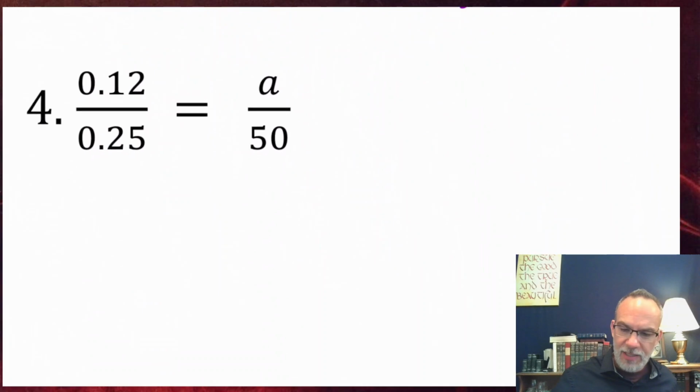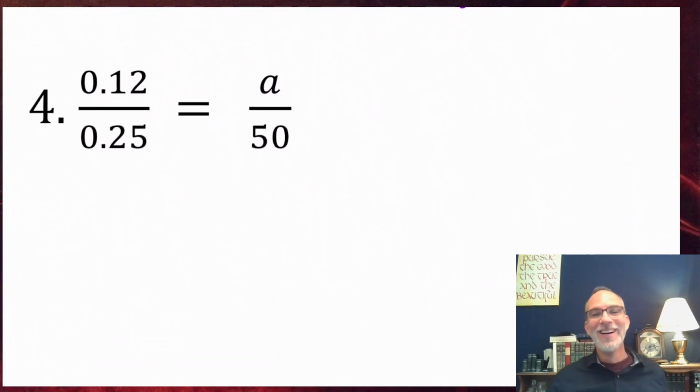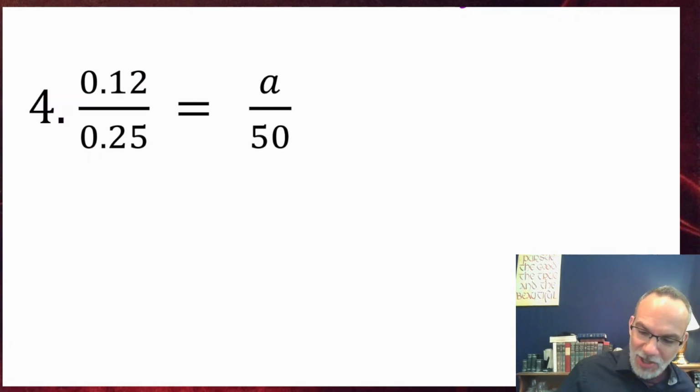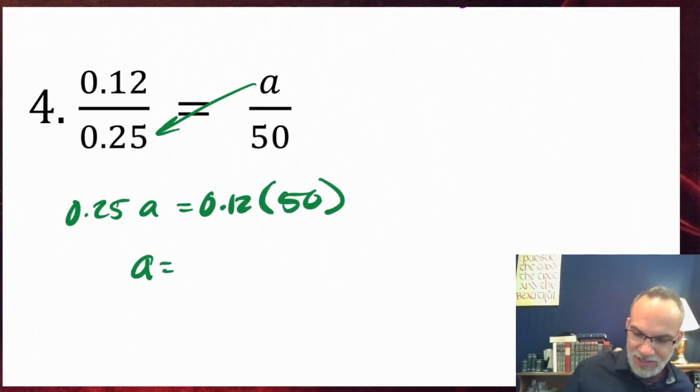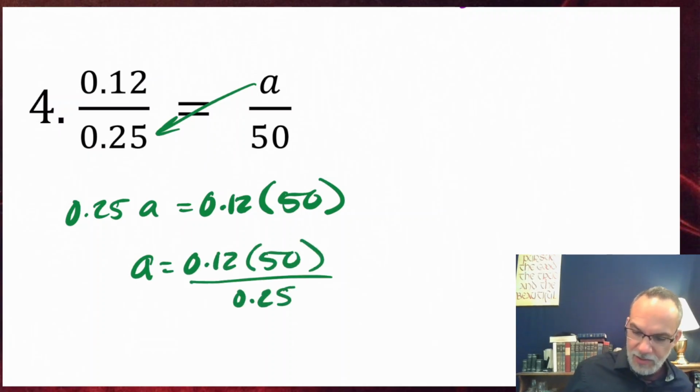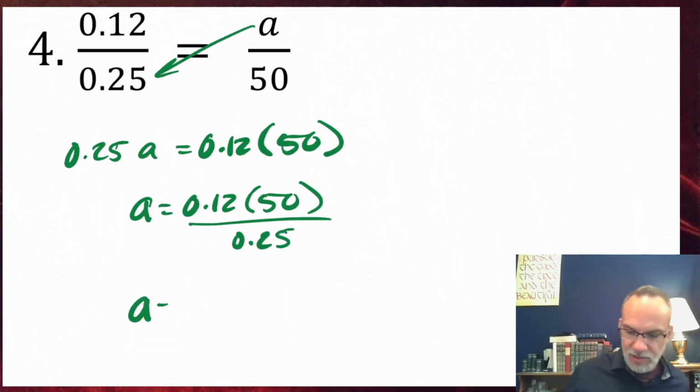All right, number 4. Lots of decimals galore. Oh, that was rhyming. Okay, try number 4. Stop the video. Go. Okay, we're back. So here we go. 0.25 times A, especially if you're from Canada, eh? And then we're going to have 0.12 times 50. And then so A must equal 0.12 times 50 divided by 0.25. So now let me reach for my machine, because certainly decimals are allowed now. 0.12 times 50 divided by 0.25 equals, oh look at that, 24.